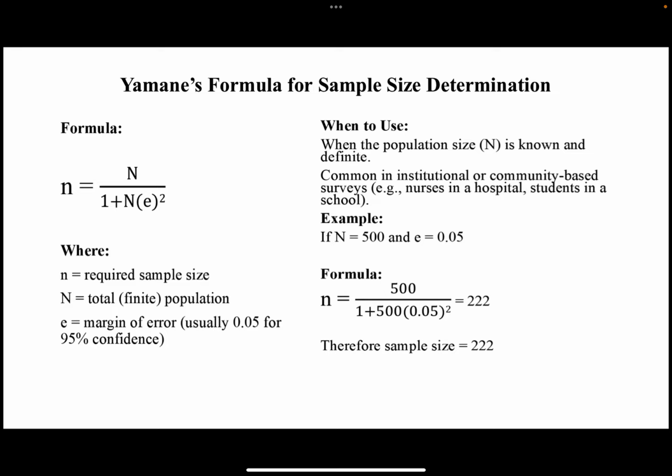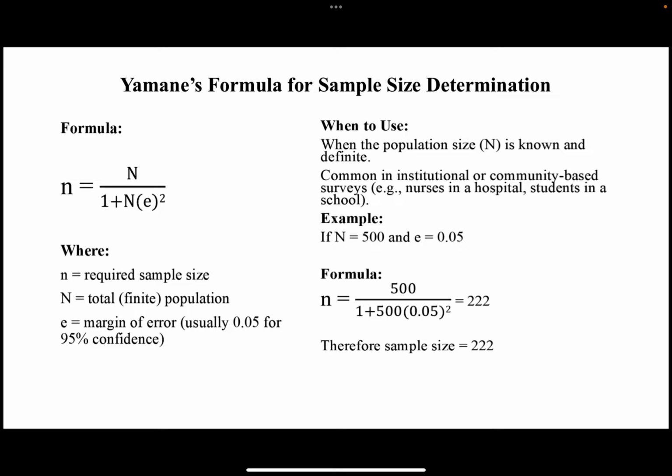It is common in institutional or community-based surveys, especially when you are doing a community-based study or an institutional-based study, maybe among teachers, nurses, or students, and you can go to the facility and get the specific population size. Then the best formula to use is Yamane's formula.